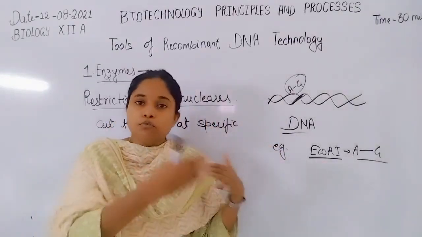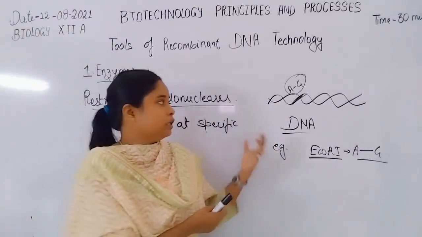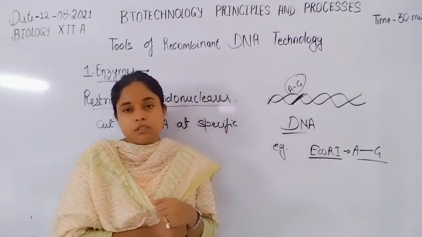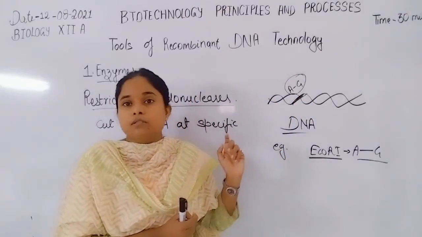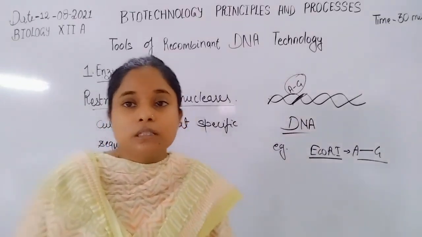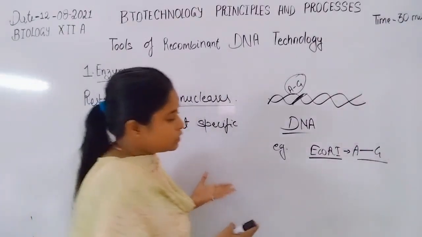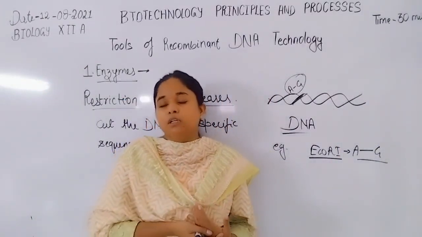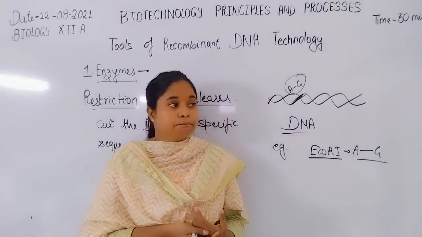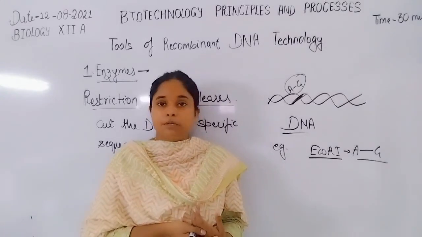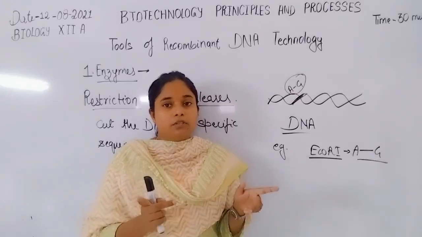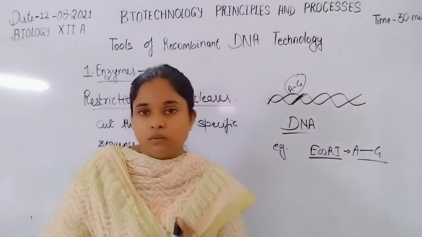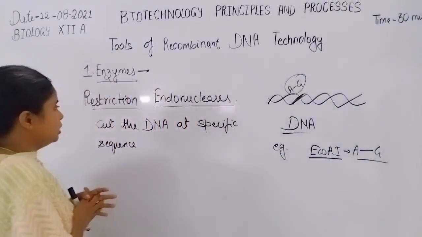EcoRI is not useful for this sequence. So out of 900 endonucleases, many are specific. They cut other sites of DNA, other phosphodiester bonds present between other nitrogenous bases on DNA molecules. So this is just an example of restriction endonucleases.